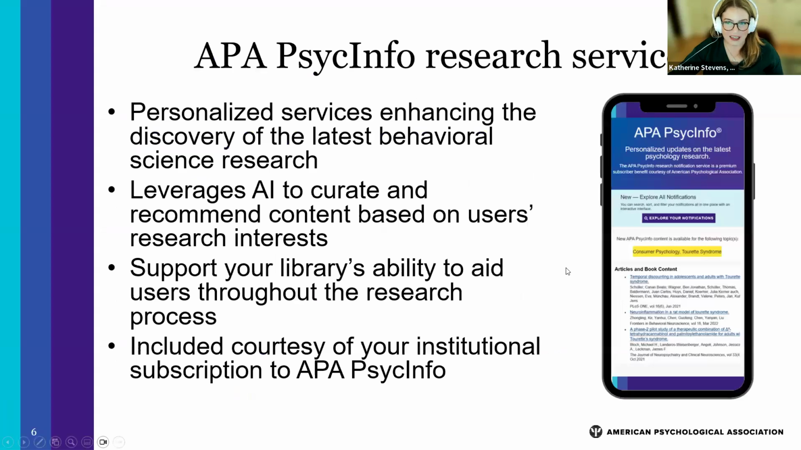So getting into APA PsycInfo research services, these are the aforementioned personalized research services enhancing the discovery of the latest behavioral science research. They leverage AI to curate and recommend content based on users' research interests. And they also support you at your library and your ability to aid users throughout the research process. So this is a really useful tool for all types of researchers, whether they be academic researchers, practitioners, students, graduate students, all stripes can use these tools. And as I said before, these are included as part of your institutional subscription to APA PsycInfo, albeit not within PsycInfo Classic, as we like to describe it.